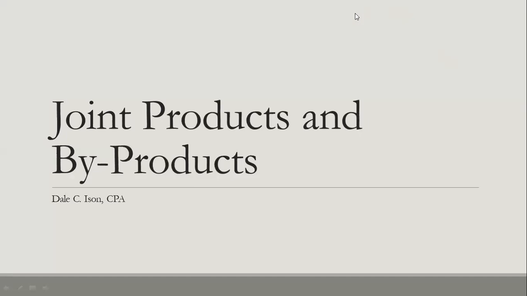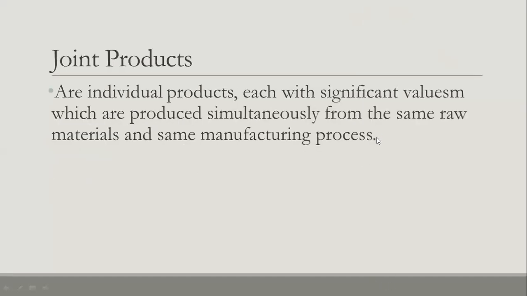For this session, we will discuss accounting for joint products and byproducts. So joint products are individual products, each with significant values, which are produced simultaneously from the same raw materials and same manufacturing processes. For example, soybean oil and soybean meal are joint products which result from the processing of soybeans. Joint products also occur in the meat packaging industry and in many natural resource refining industries.